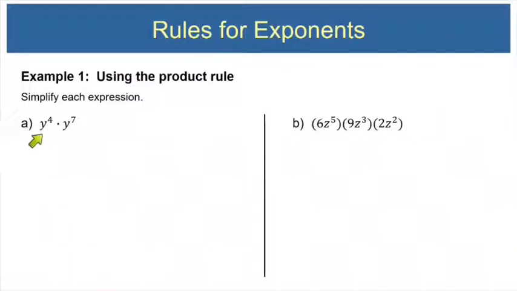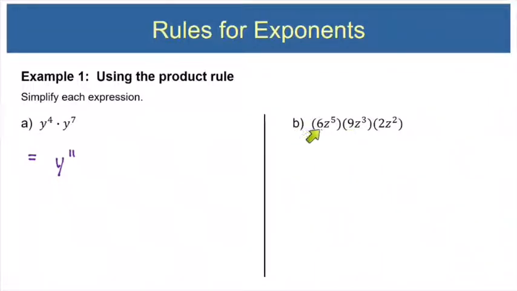Here's a really simple one. This says y to the fourth times y to the seventh. Well, we recognize that this is a multiplication problem, and so we're going to need the product rule. And so we know that if the bases are the same, we can do this multiplication by adding the exponents. So this answer is going to be y to the 11th, because 4 plus 7 is 11.